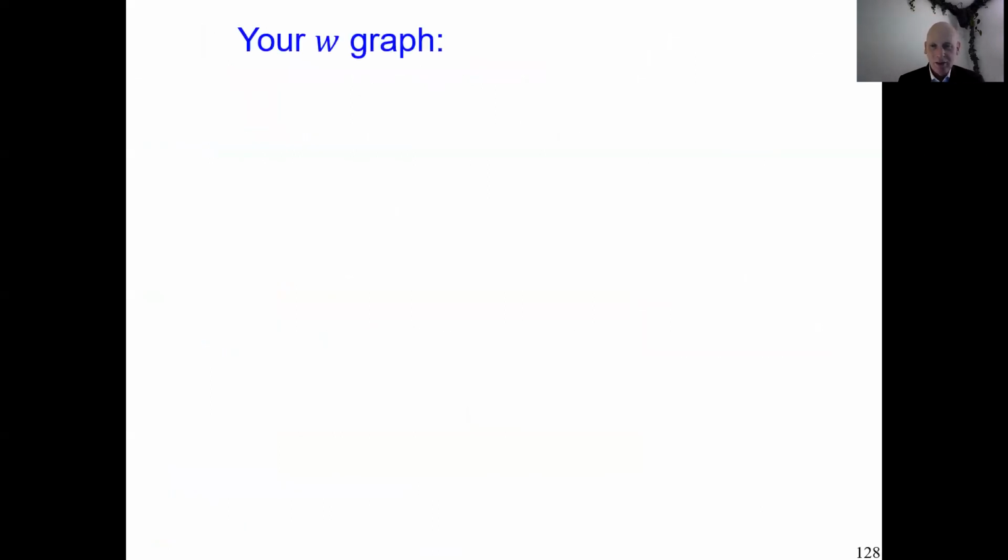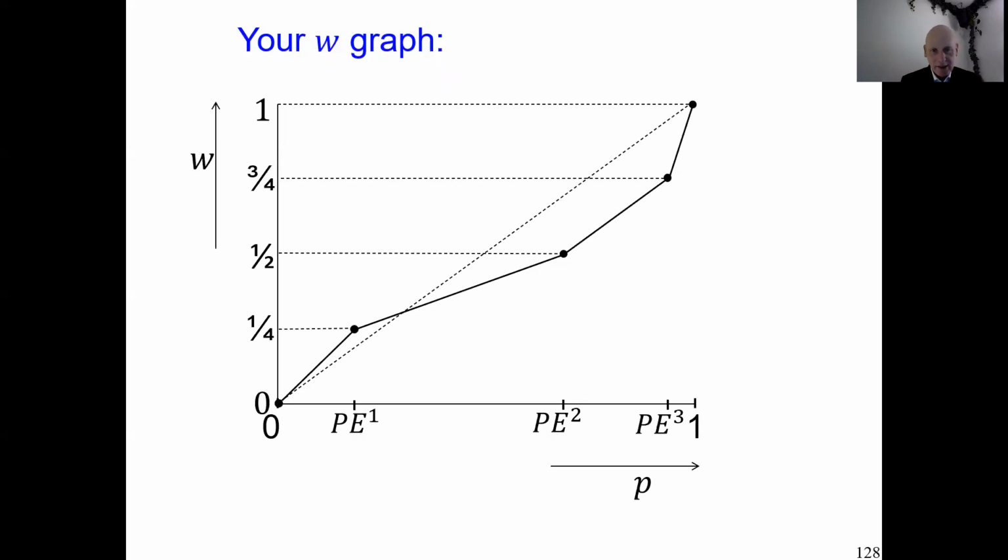Anyway, you can draw your W graph from these observations. You may remember with utility, we had 0, 1 scaled. We knew where utility was 1 over 4, 2 over 4, 3 over 4. We could draw the graph. With W, we're in the same situation. So on the x-axis, you put whatever your PE1, PE2, and PE3 values are. They are different for every one of you. But whatever your value is, at PE1, you know the W value is 1 over 4, 2 over 4, 3 over 4. You can draw the graph of your W function from the experiment.